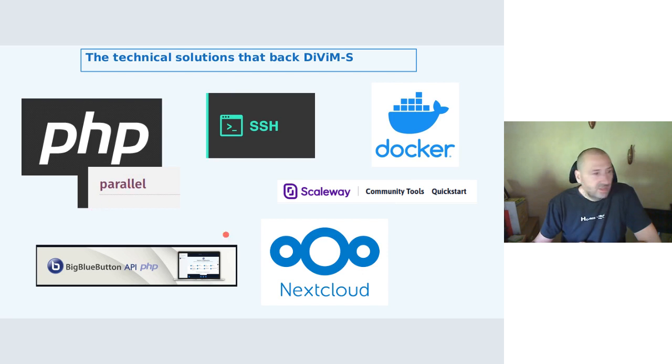And the Nextcloud calendar, which provides a web interface for calendar forecasting. I did not mention Ansible that we use to deploy the master BBB server image. It's not required by Divim-S. There is no need to install anything other than Docker in the operating system.